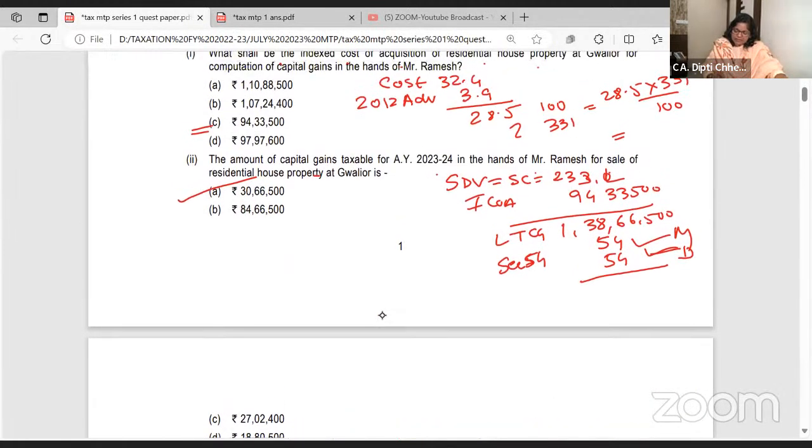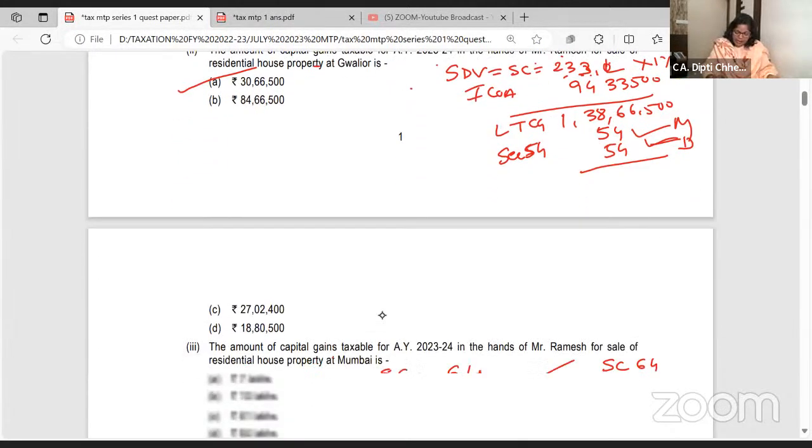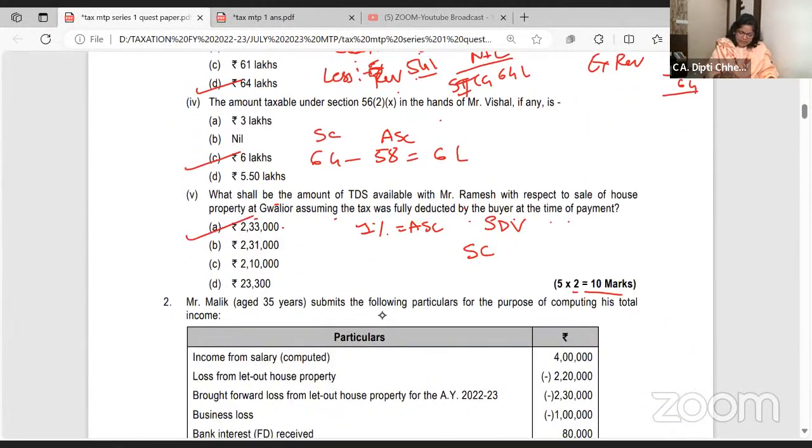what did you take as sale consideration, beta? 233 for Ramesh for the Gwalior house. 233. The actual sale consideration is more, but we have taken 233. So the buyer will deduct 1% TDS on 233 lakhs and pay. 1% of 233 lakhs is 2,33,000. That is the answer.